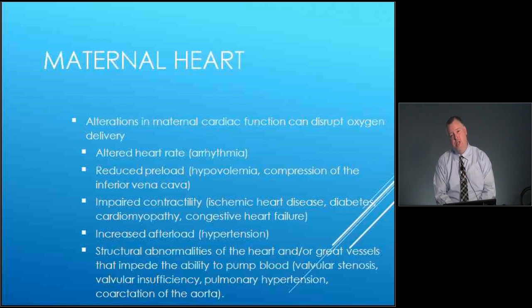Pulmonary hypertension occurs when there's damage to those pulmonary vessels, and they become constricted and hardened, and so they're not going to be able to adequately accommodate increased blood flow. That's going to decrease oxygen delivery, whether from blood coming into the lungs or blood leaving the lungs. Those vessels can become damaged. Or if a mom has certain congenital heart defects, like a coarctation of the aorta, that's going to decrease the amount of oxygenated blood that can leave her heart at any given time.